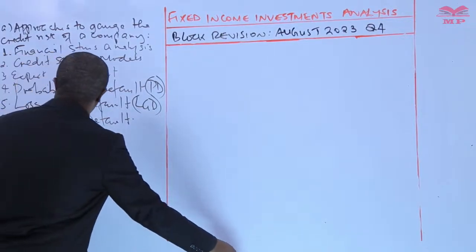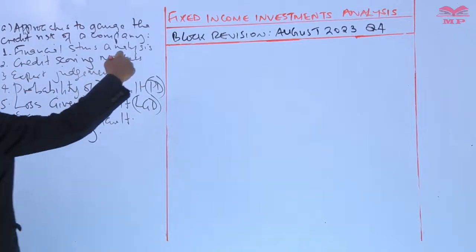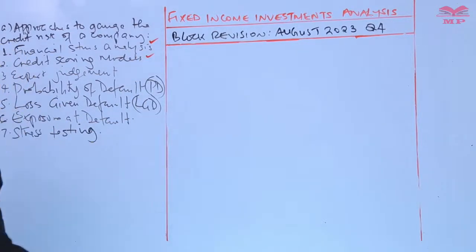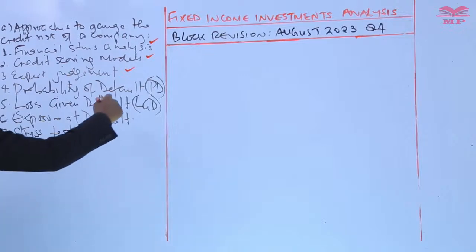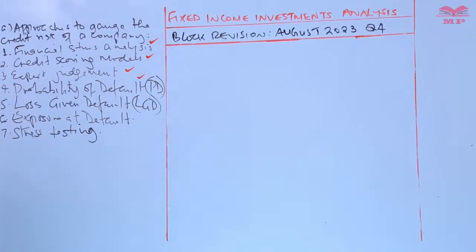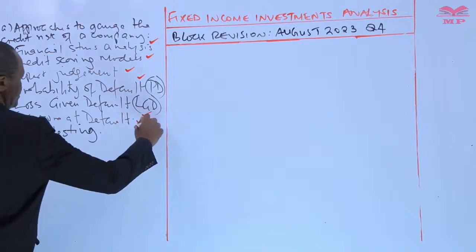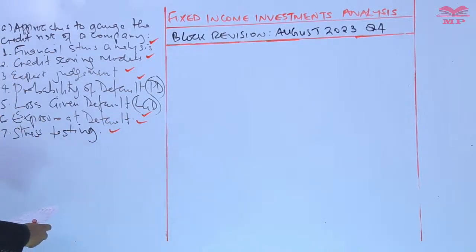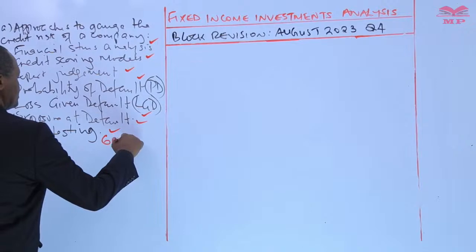So these are 7 approaches. 1, financial statements analysis. 2, credit scoring methods or models. 3, expert judgment. 4, probability of default. 5, loss given default. 6, exposure at default. 7, stress testing. Any 3 points would earn the candidate 6 marks.